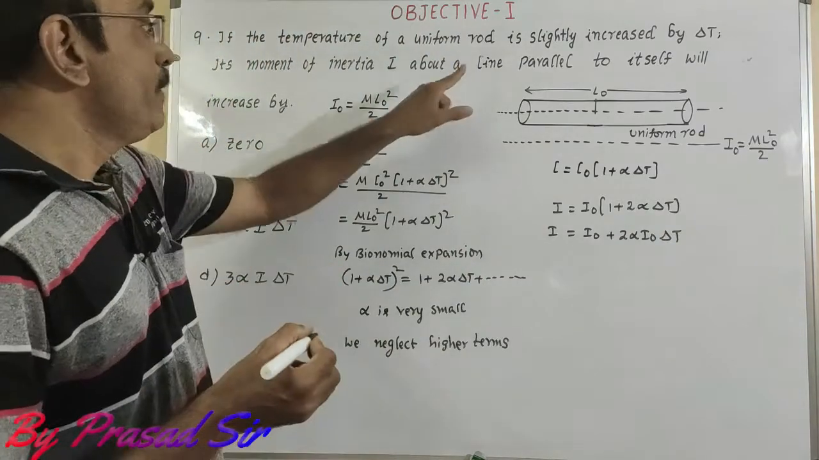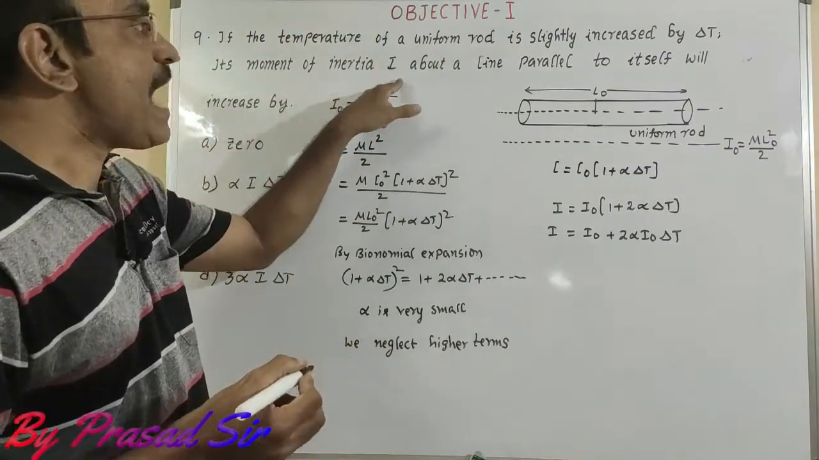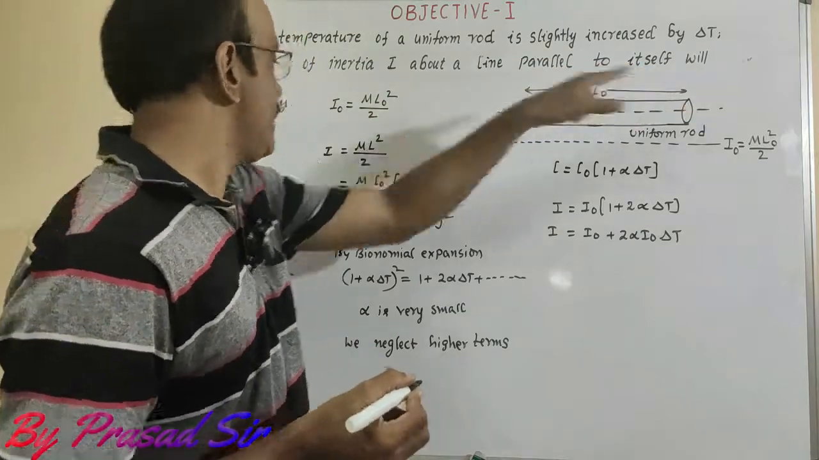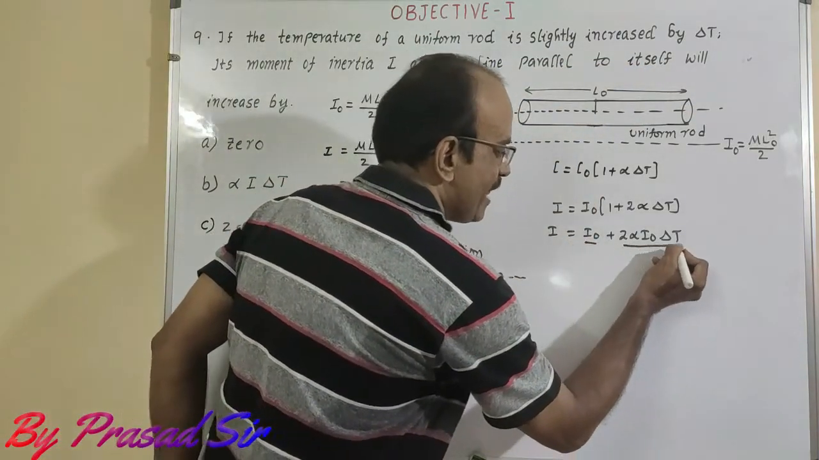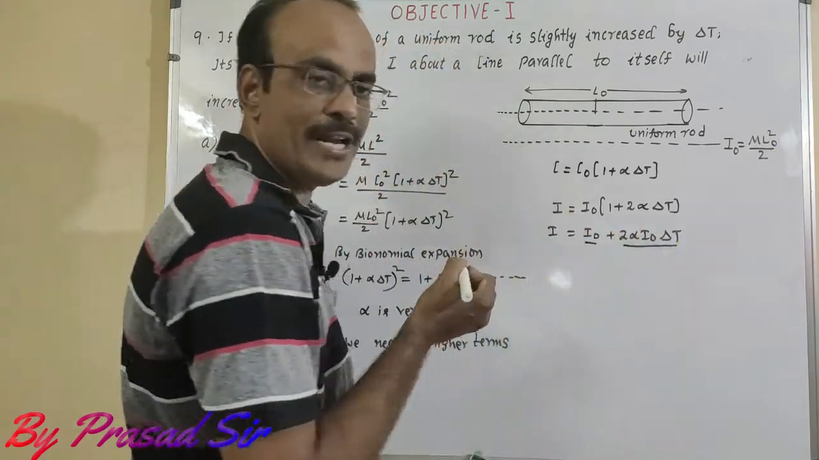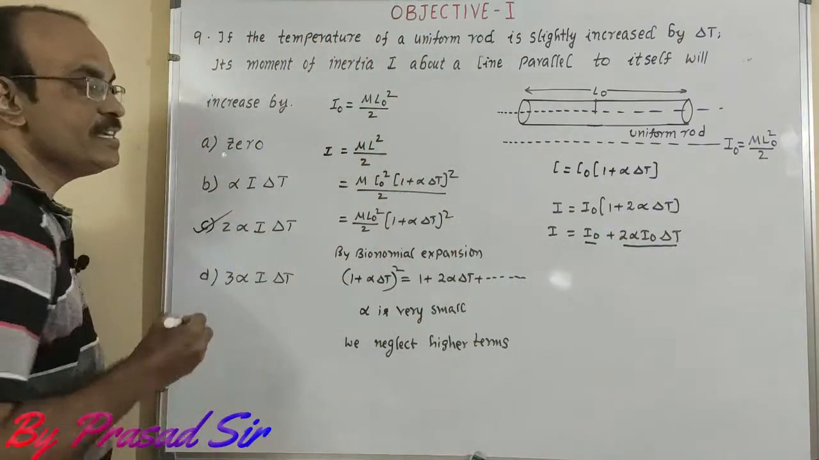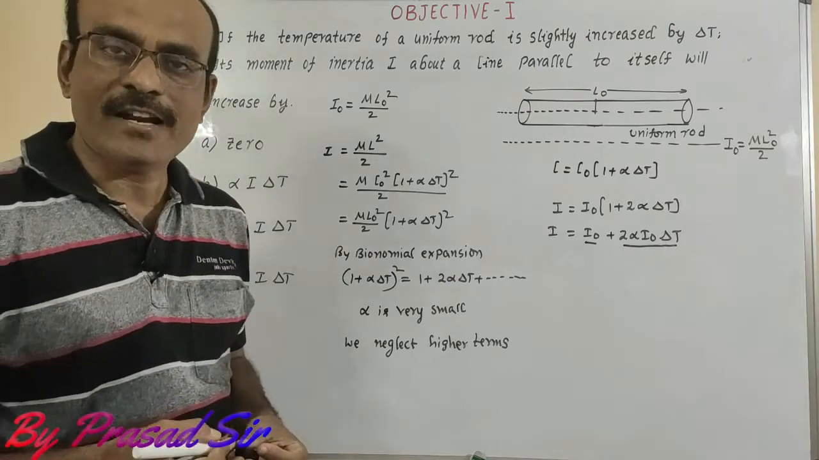But here, the moment of inertia I about a line parallel to itself will increase by... So here I naught is increased by how much? By 2 alpha I naught delta t. So that means option C is the correct answer for this question.